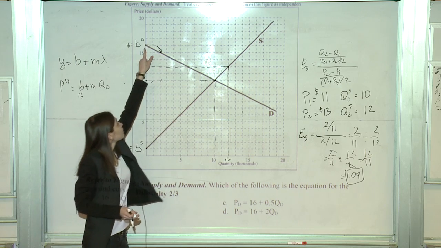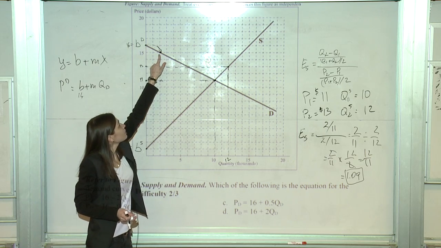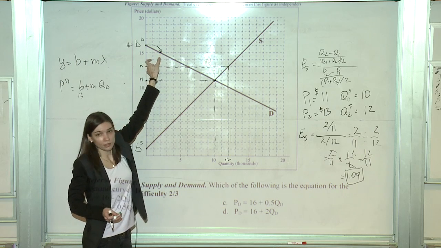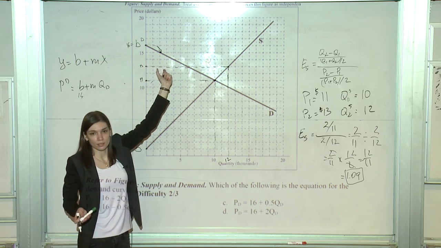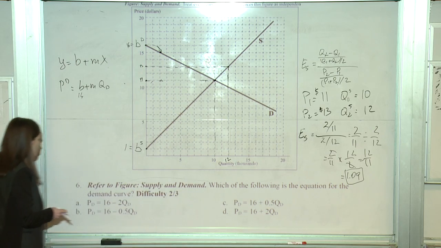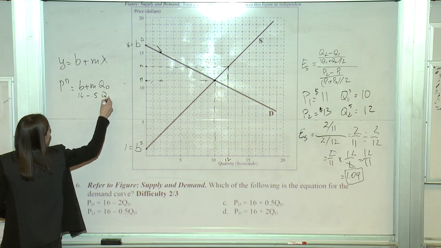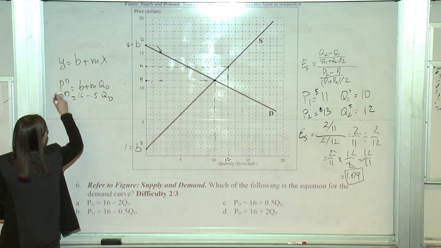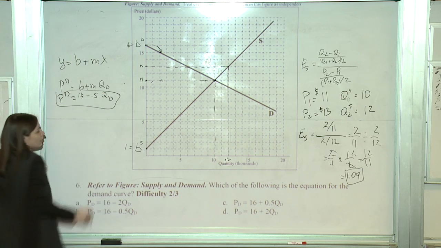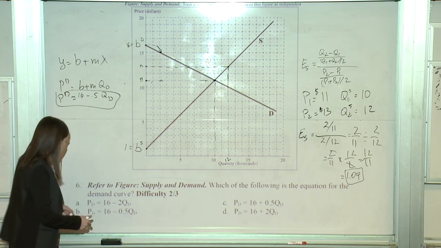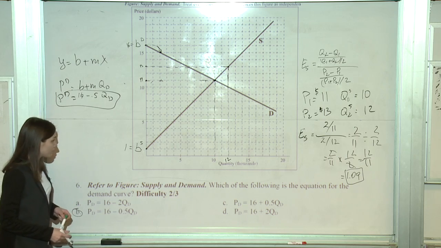Right? From the intercept to this point, what is the rise? 1. What is the run? 2. So the slope is? 1/2. -1/2. Right? So this is -0.5 QD. And there we have it, the equation of the demand curve. Right? That will be answer B.